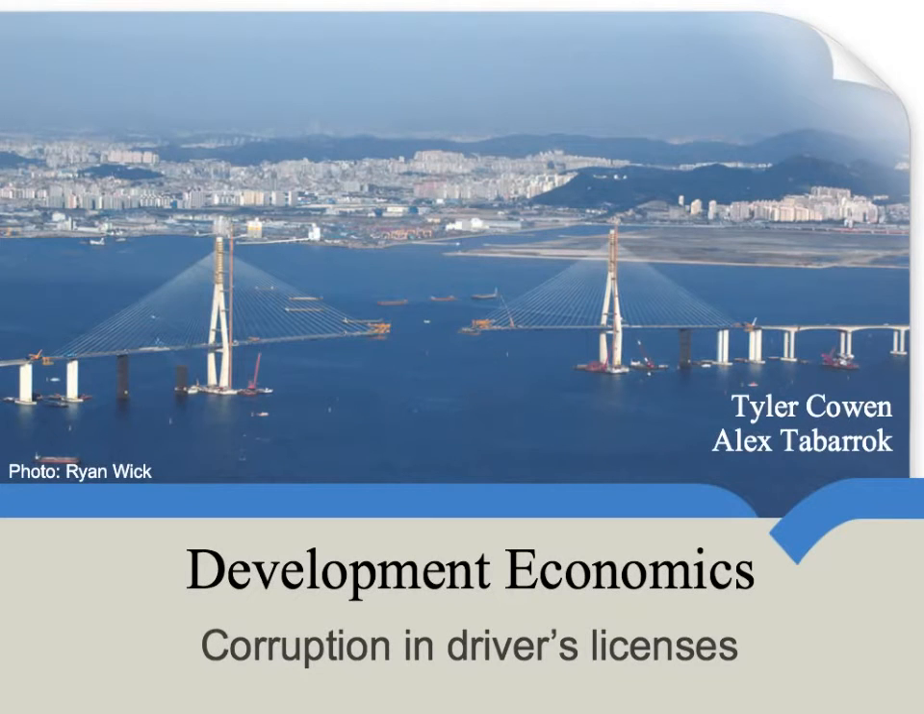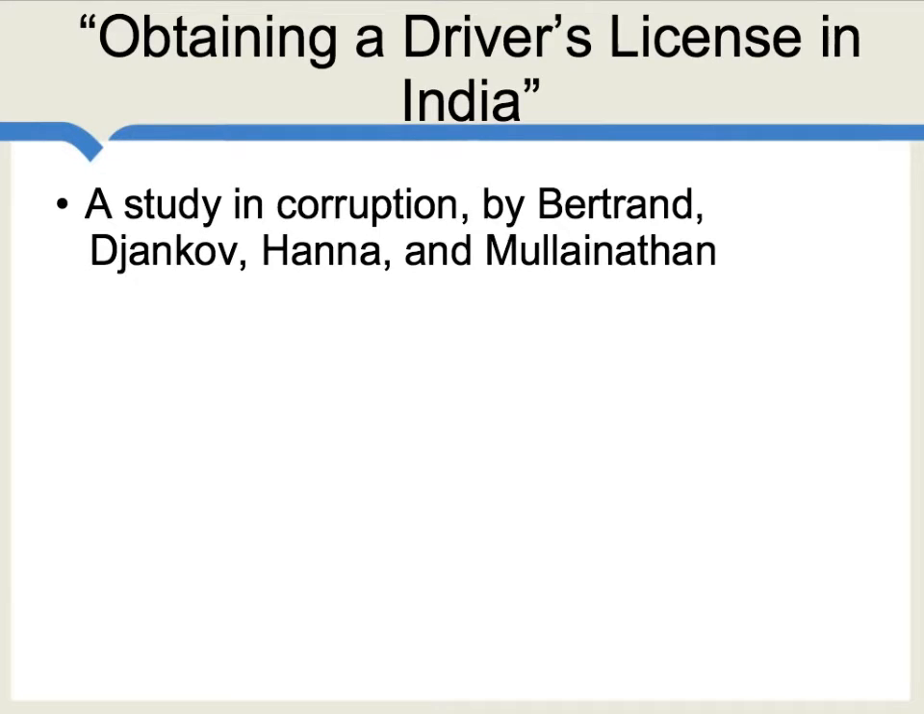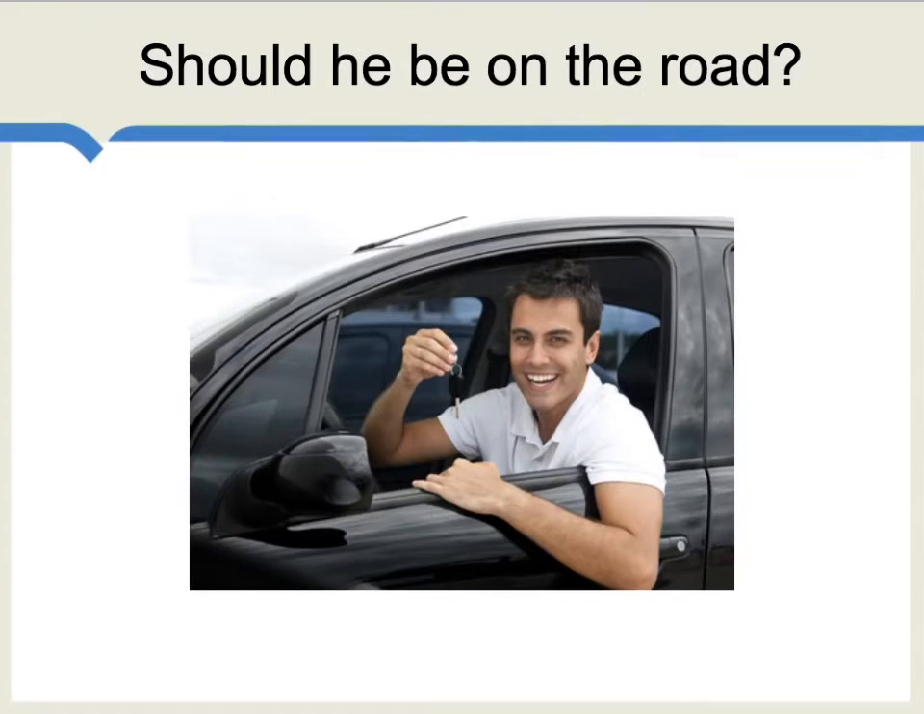Very often the social cost from corruption isn't really well captured by the notion of people having to pay bribes. The true and proper social costs have to do with lower quality social outcomes. We're going to look at the country of India and the topic of corruption in the issuing of driver's licenses. I'll be drawing on a very good paper on corruption, and it's entitled Obtaining a Driver's License in India.